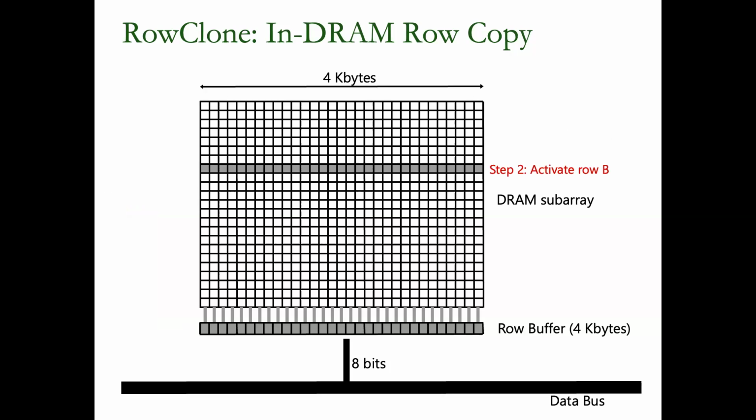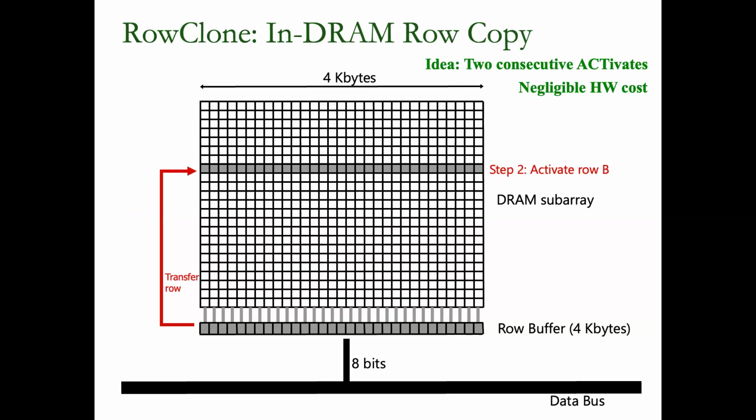Activating the destination row connects the sense amplifiers to the destination row, which means that you take the data that was written into the row buffer and store it into the destination row. By doing these two consecutive back-to-back activates, you use the row buffer as temporary storage of the source row's data and then write it to the destination row. This is negligible hardware cost, almost no hardware cost.